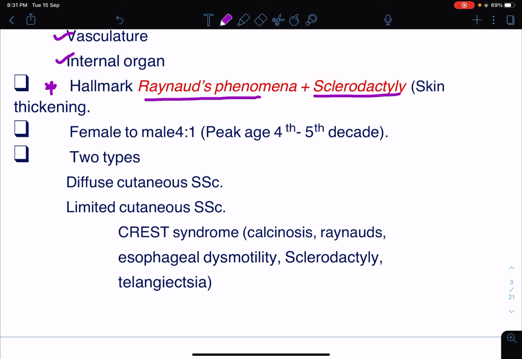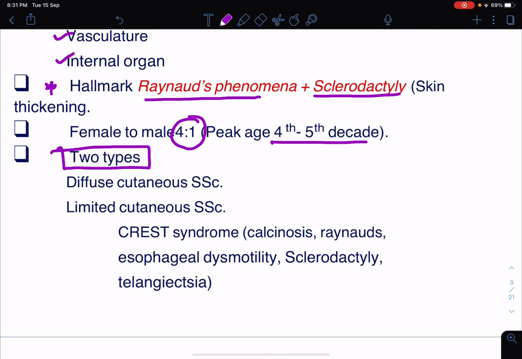If we talk about the incidence, it is much more common in females. The female-male ratio is 4:1. The peak age when the disease appears is between the 4th and 5th decade of life.